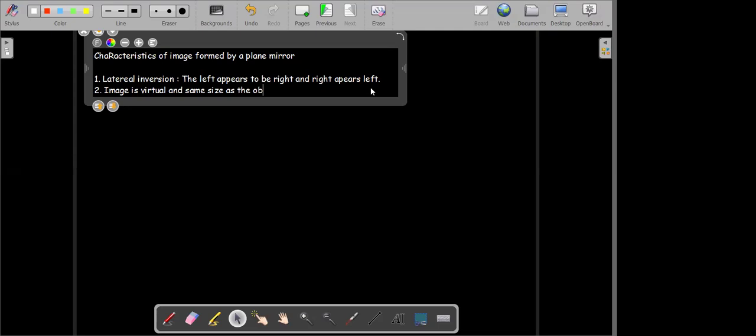Sir, instead of virtual, if it's real, the size will be different or it remains the same? Sometimes the virtual images can also be of different size. For example, in the case of a spoon, if you observe on the outer side, the image is smaller as compared with the object. Okay, sir.